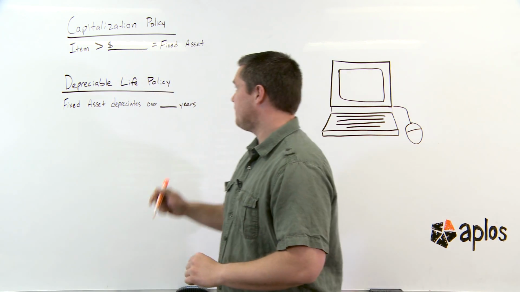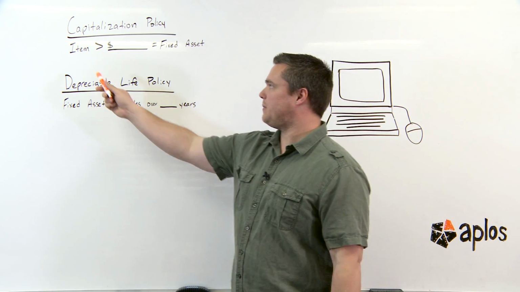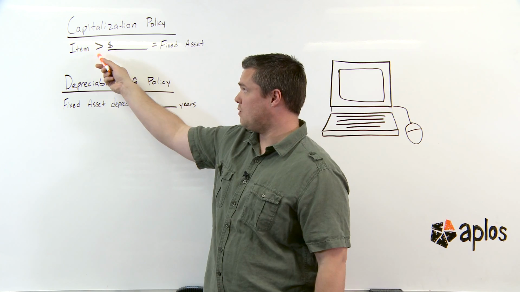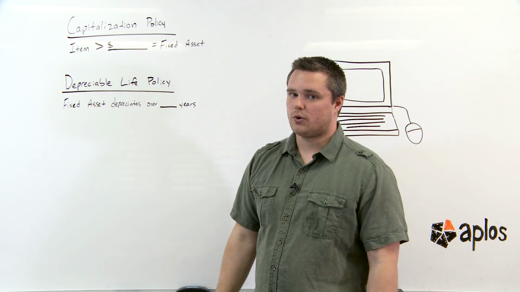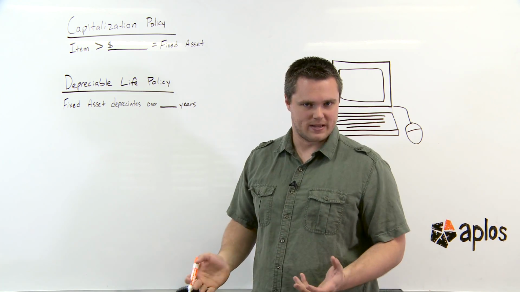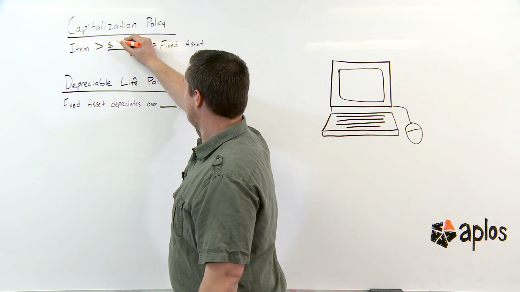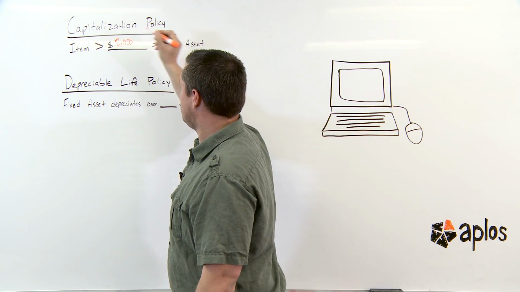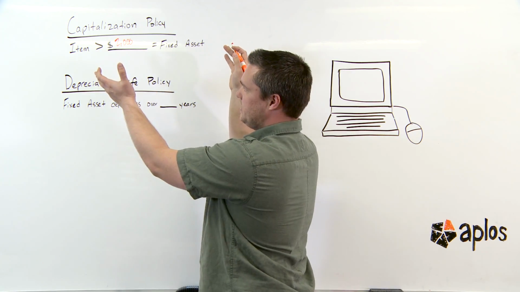Okay, so when you're thinking about what would be considered a fixed asset, there's two things you need to consider. First is your capitalization policy. What that means is if I'm going to buy an item and that item is over a certain value, it's going to equal a fixed asset. So if you go to the store and buy pens for $20, that doesn't really qualify as a fixed asset. It's just an expense. But if your organization says that any item over $2,000 is going to be considered a fixed asset, then that's your capitalization policy.